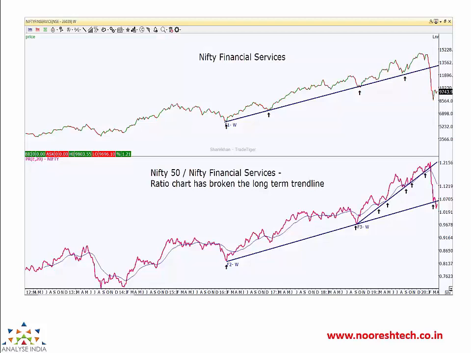The chart is quite similar to Nifty Bank chart, where you can see a long-term trend line has been broken on a financial services chart as well as broken on a ratio chart. Currently, Nifty Financial Services remain in a wait and watch scenario where there is no bounce in a ratio chart as well as there is no bounce in the Nifty Financial Services chart also.